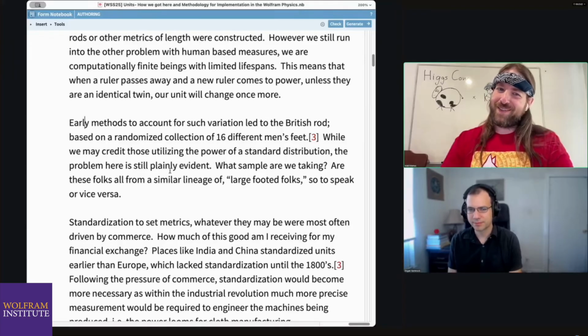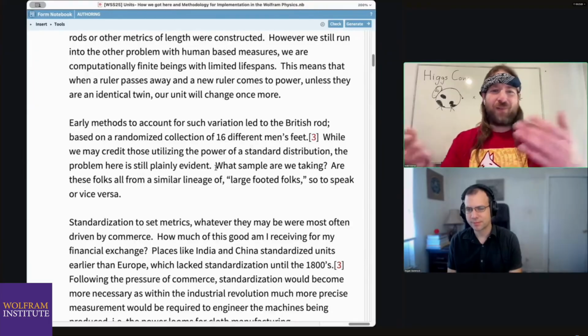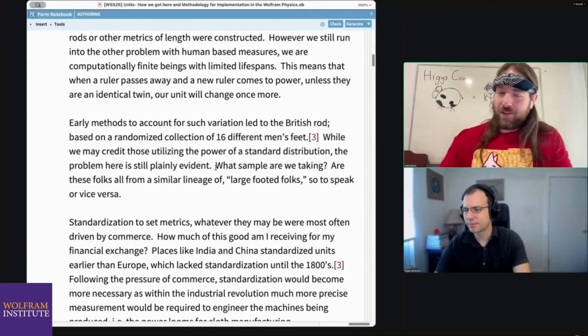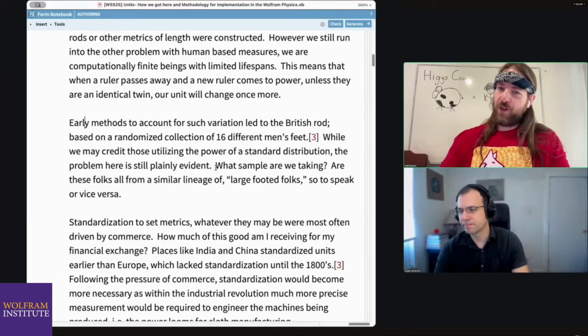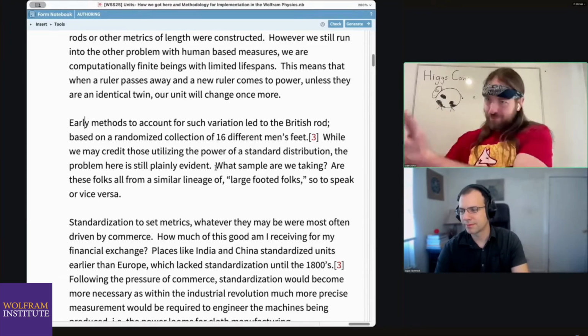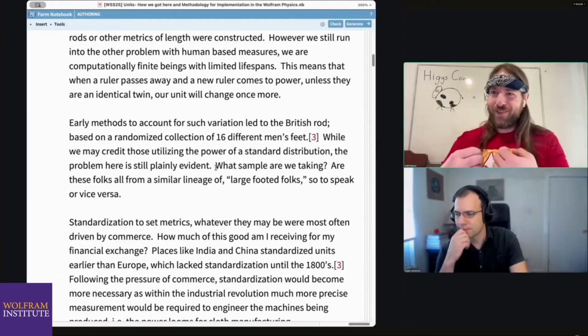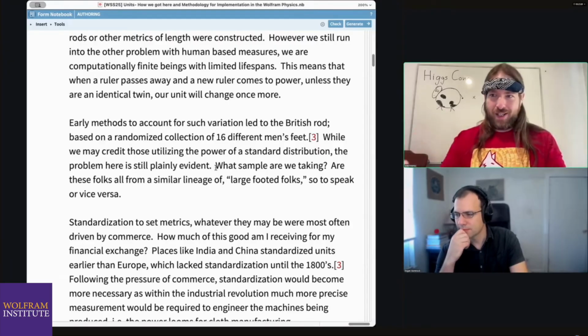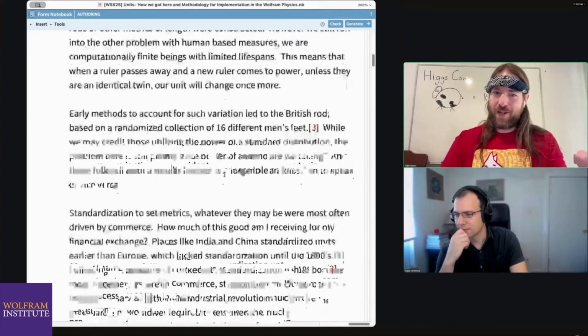The problem here is still plainly evident. What sample are we taking? Are these folks all from a similar lineage of large footed folks, so to speak, or vice versa? Because that's going to end up skewing your results. Because again, it's literally based upon a human style metric.